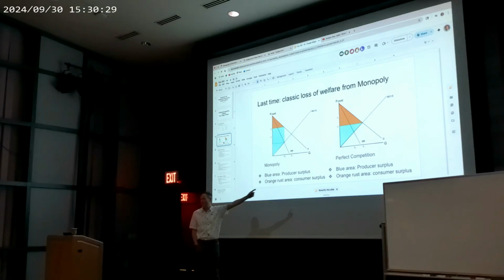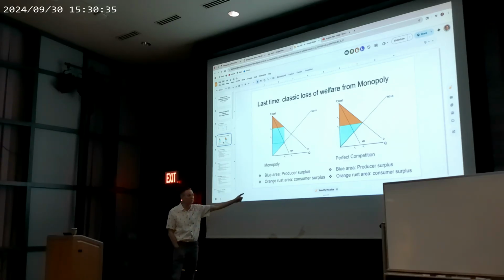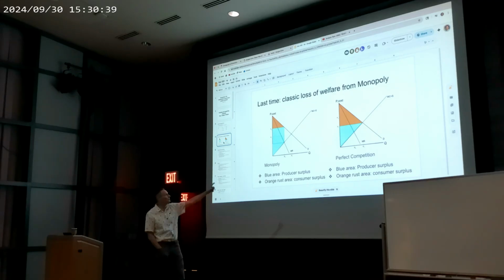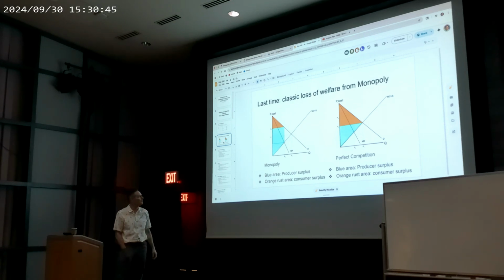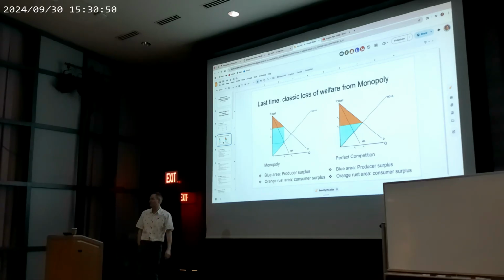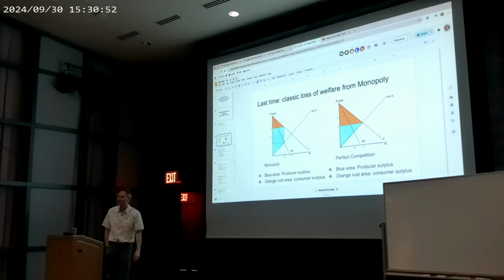So we talk about our competitive market on the right-hand side, how the supply curve reflects marginal costs of production, the demand curve reflects values, the marginal value of each unit created, I should say. We see producer surplus in light blue, and consumer surplus in burnt orange. We add those together, that's the total gains from exchange in our market.